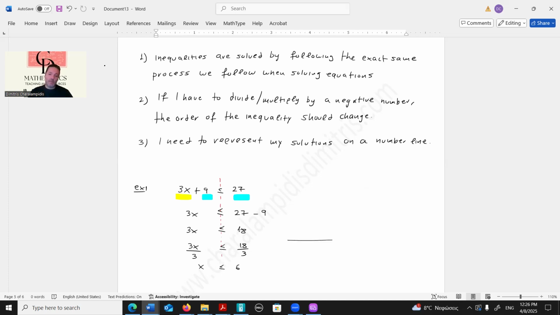And don't forget that I should form a number line for that. I'm placing 0 somewhere in the middle and 6 at its right. It says smaller, so I should move from 6 to the left. And since it says or equal, I will color that circle. Next one.